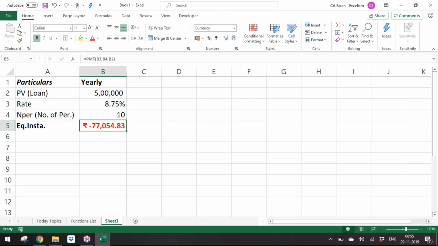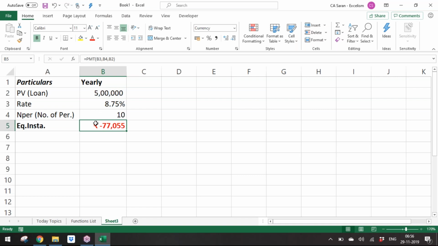So if you want to make the payment every year, you need to pay 77,000. You can ask the question, Mr. Sharon, why is this negative? Correct? Because from my angle, 5 lakh today I'm getting into my pocket, which is positive cash inflow, and every month the money is going out of my pocket, which is a negative.